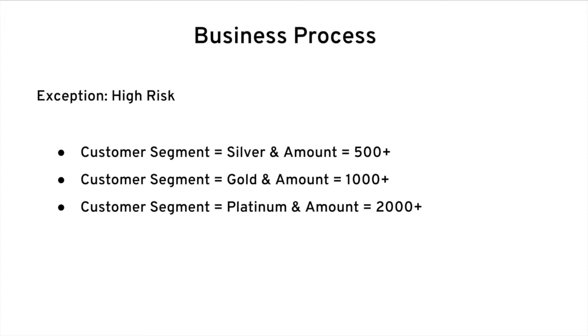Transactions are deemed high risk if the customer segment is silver and the transaction amount is higher than $500, or the segment is gold and the amount is higher than $1,000, or the segment is platinum and the amount is higher than $2,000.